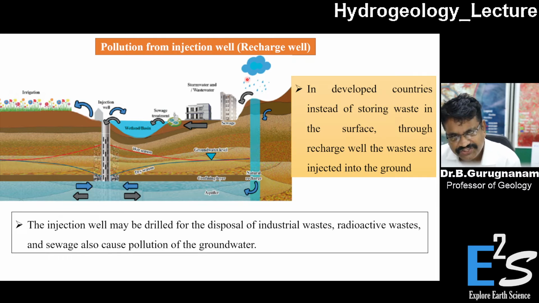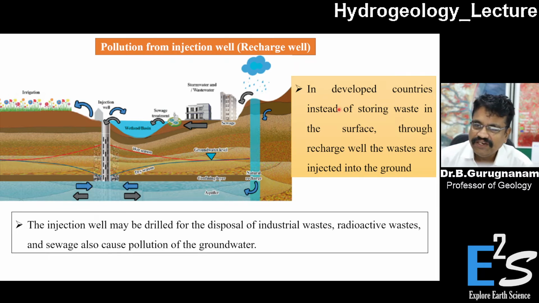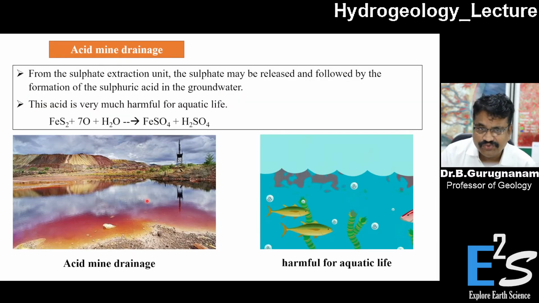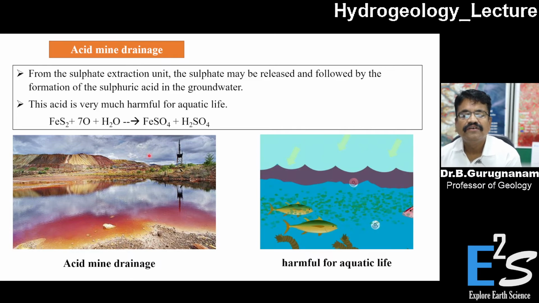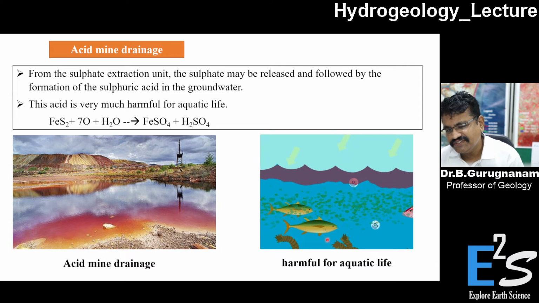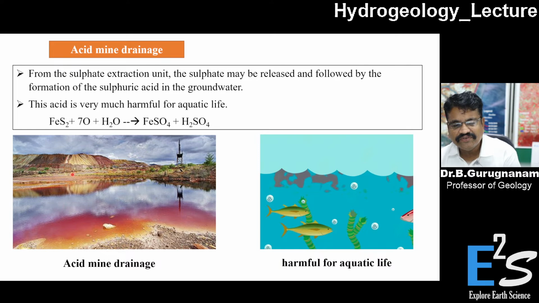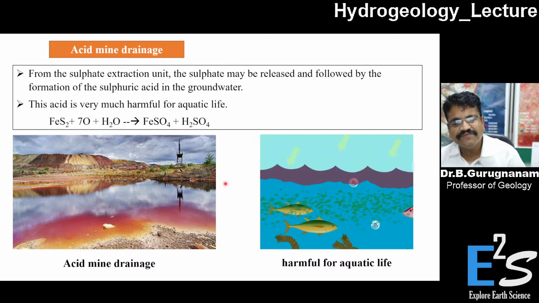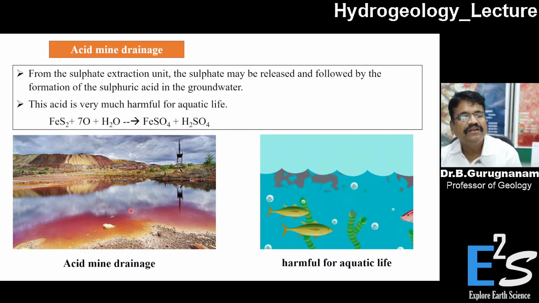And pollution from the injection well, that is called a recharge well. In developed countries, instead of storing wastewater on the surface, they recharge wells by injecting waste into the ground. You see, normally they put a drill pit and send it down, which also causes a huge amount of water pollution. And look at these animations: when acid mine waste enters a groundwater system, animals are dying slowly. And look at the color of the water; it shows very clearly that it is because of acid mine waste, which you cannot even smell.